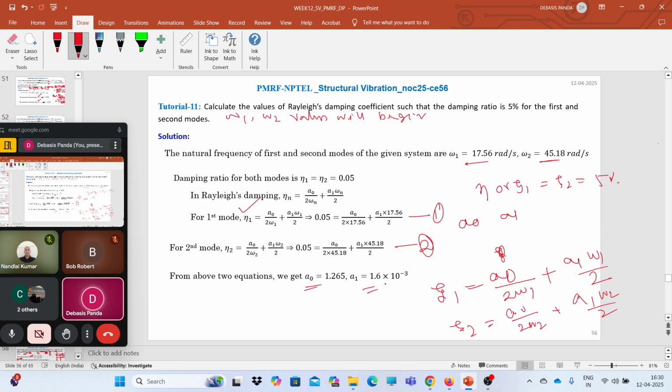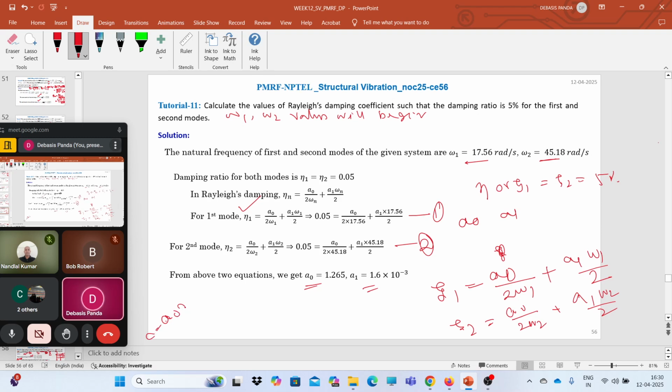This is in your current week assignments, and the previous one I have already solved; that was also in some of your assignments. So this kind of question can easily come. You need to recall the model first: c is equal to a naught m plus a1 k, and after solving we found zeta n is equal to a naught by twice omega n plus a1 omega n by 2. If you recall this formula, you can easily score 4-5 marks.